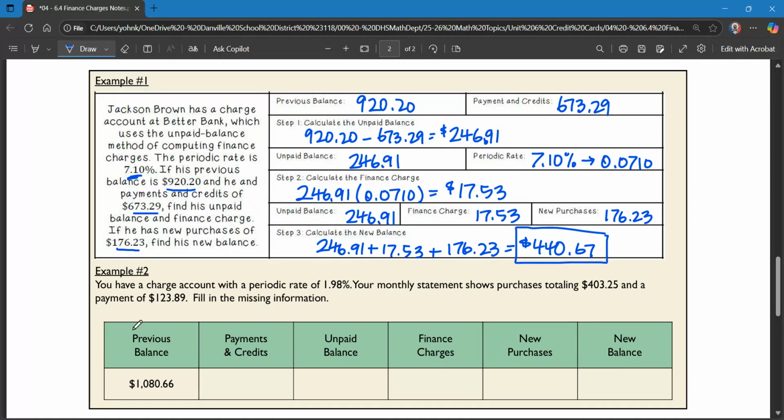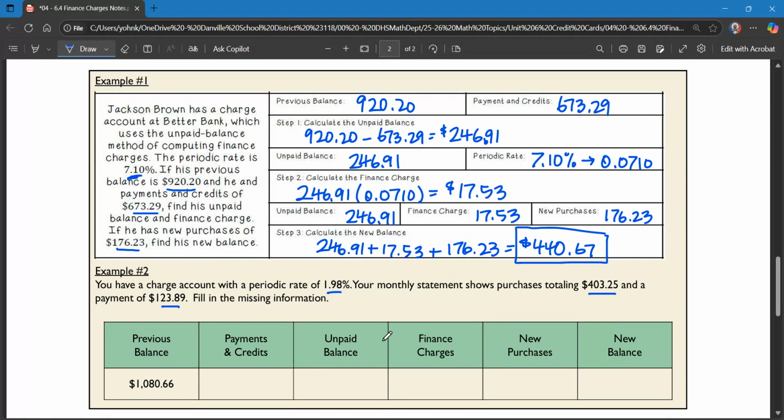Okay, example number 2, different setup. You have a charge account with a periodic rate of 1.98%. Your monthly statement shows purchases totaling $403.25 and a payment of $123.89. Fill in the missing information.